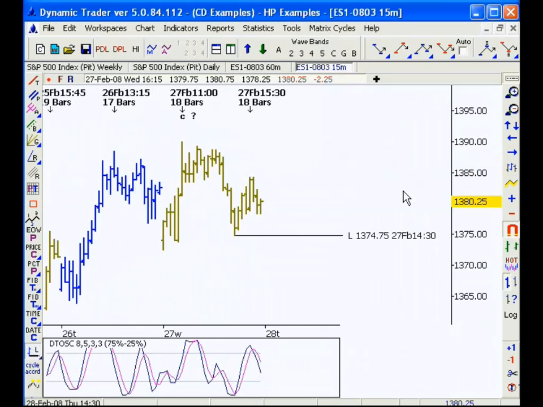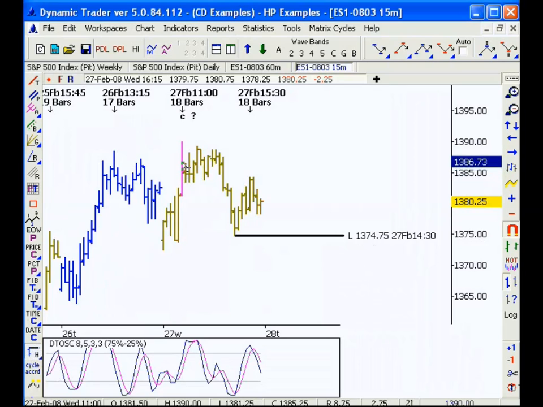Actually, I'm going to put fewer bars on so we can see it even better, and I'll make that thick. This is our swing breakout entry strategy that you learned in the book. Entry at a tick below the swing low, in this case 1374.50. Where would our stop be?